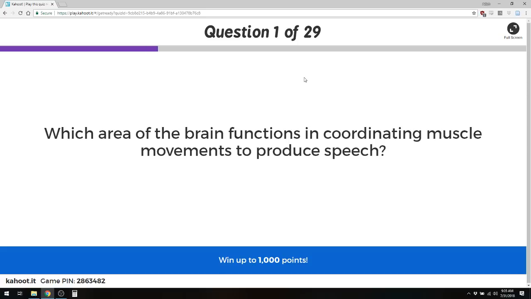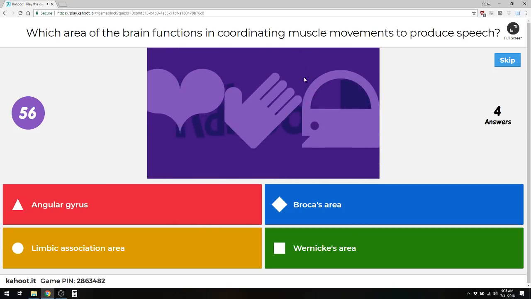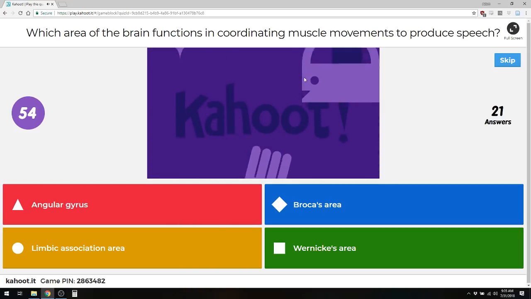All right, which area of the brain functions in coordinating muscle movements to produce speech? This would be the angular gyrus, Broca's area, the limbic association area, or Wernicke's area. Let me think.